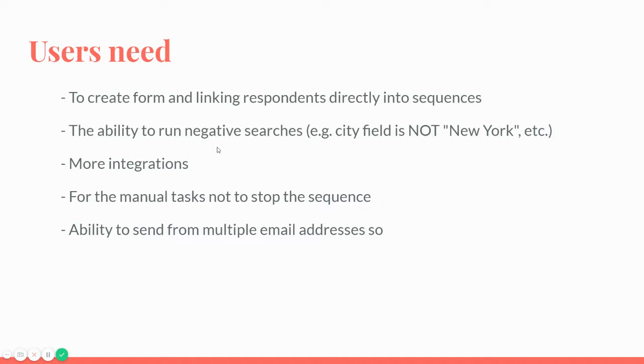And then a few things that users were missing. First, it was difficult to link the people that fill out forms to the sequence, and they wanted to be able to do that. Then they don't have negative filters, so something like city is not New York is not possible. There are not too many integrations. And they have a similar thing like we do, manual tasks stop the sequence, and they don't have an option for it not to happen. Several people complained that they wished the manual tasks did not stop the sequence. And the last one is that it's only one email account per Outplay account, and some people wanted more, so you don't have to switch between accounts.